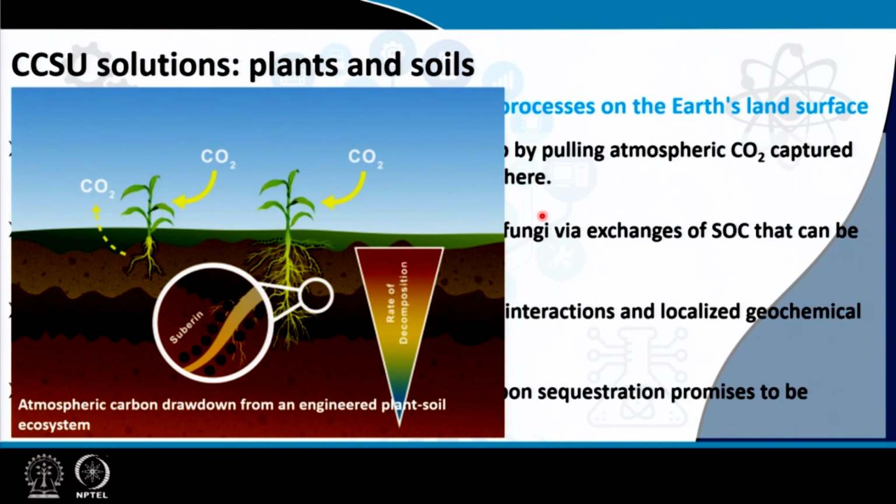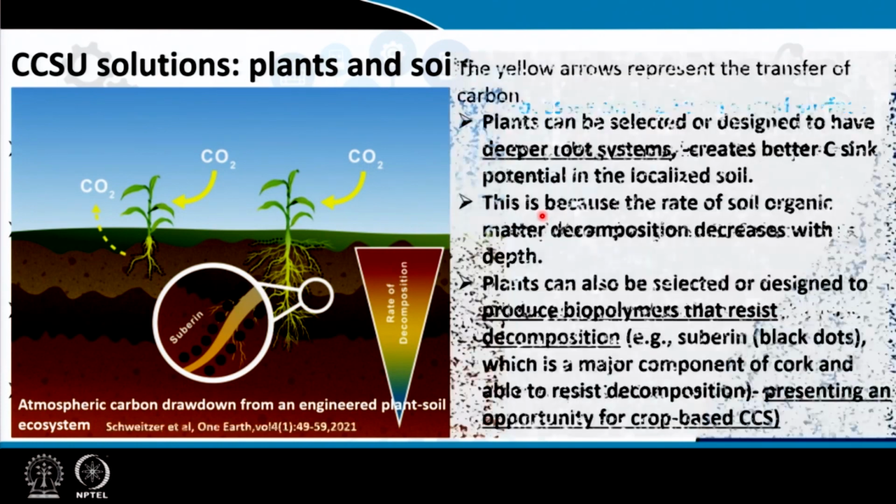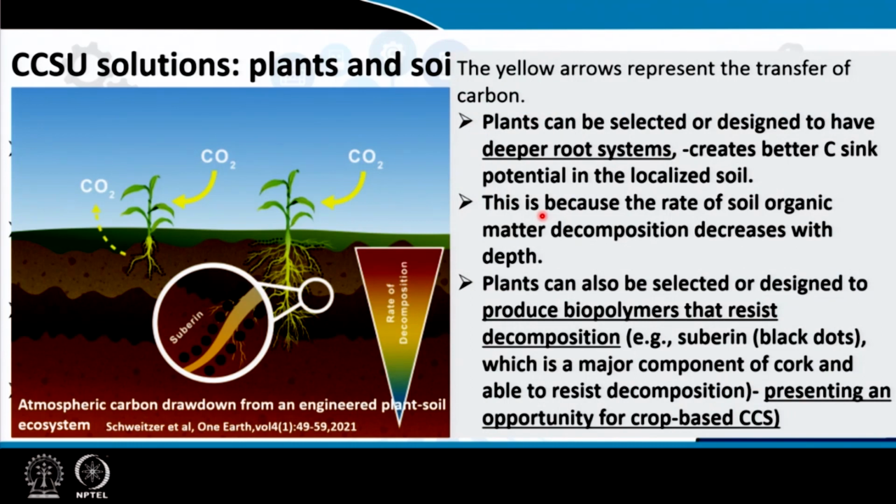Now, in case of plant system, there are actually two aspects. One aspect is that plants can be selected to design having a very deep root system, creating better carbon sink potential in the localized soil. The deeper the root, more carbon will be sequestered in the soil zone, because the rate of soil organic matter decomposition decreases with depth. Deeper it will be, less will be the oxygen level available, and the activity of the aerobic heterotrophic microorganisms oxidizing the organic carbon will be less.